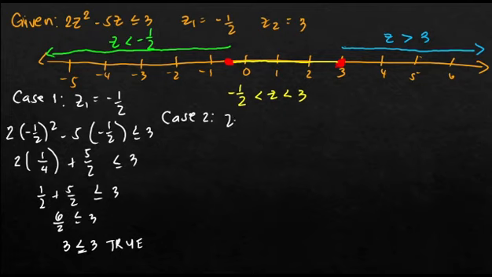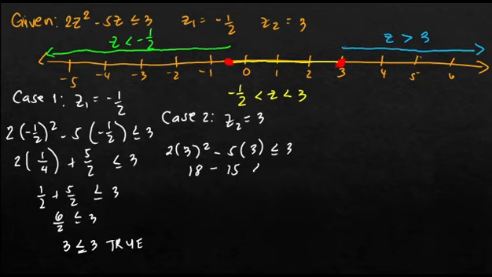That is z sub 2, that is 3. So substitute 2 times 3 squared minus 5 times 3 less than or equal to 3. 3 squared is 9 times 2 is 18 minus 15, 5 times 3, less than or equal to 3. 18 minus 15 is 3 less than or equal to 3. So this is also true.